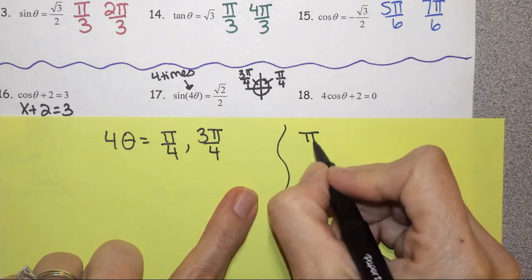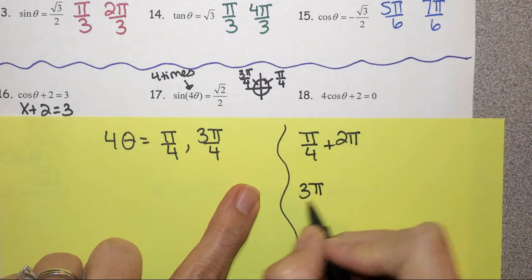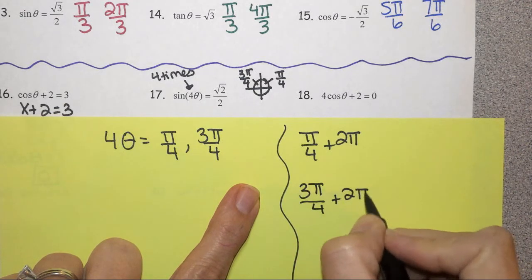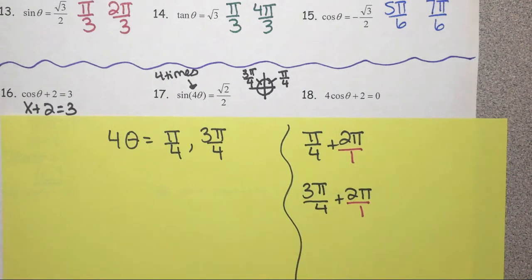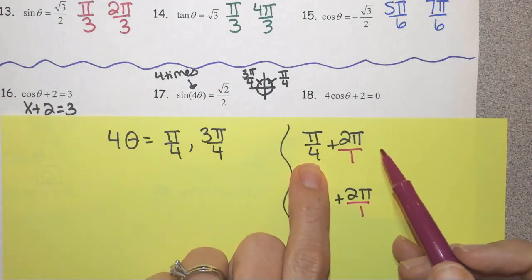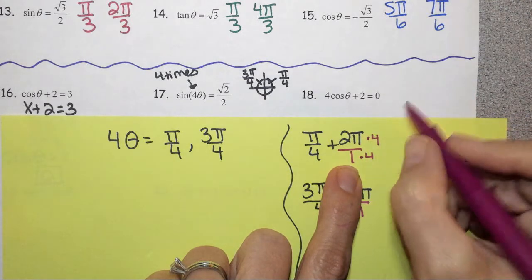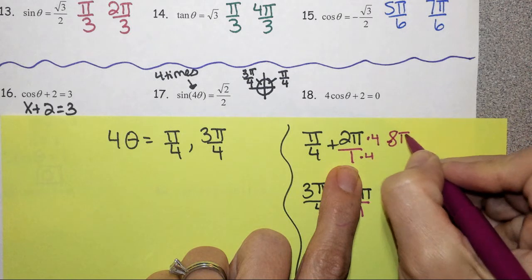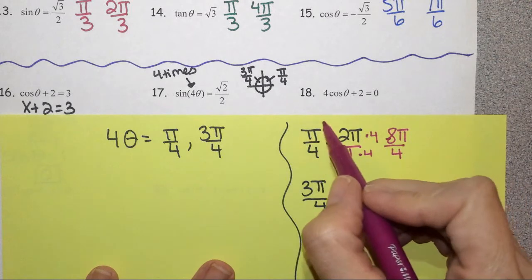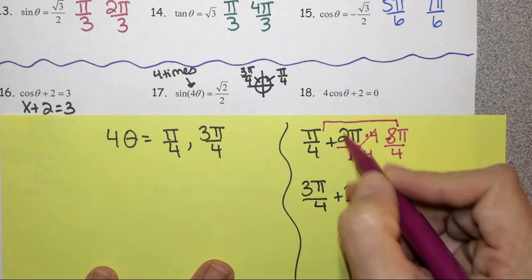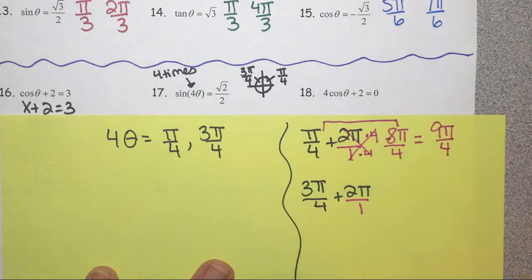I'm going to take each of these answers and add 2 pi. In order to add 2 pi, I have to put the 2 pi over 1, and I have to get a common denominator. I know that my denominator needs to be 4, and it's a 1. So I'm going to multiply top and bottom by 4. So 2 pi times 4 is going to be 8 pi, and 1 times 4 is going to be 4. So I'm going to really add pi over 4 plus 8 pi over 4. So 1 pi over 4 plus 8 pi over 4 is 9 pi over 4.